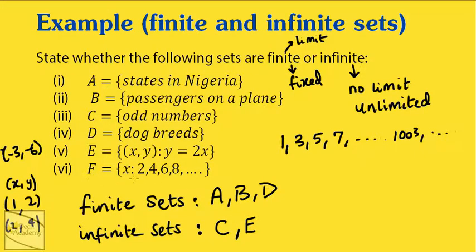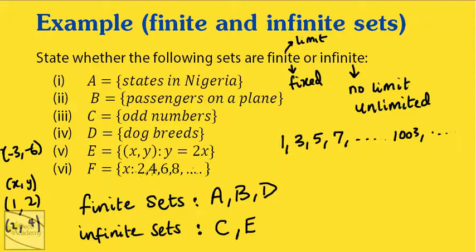Finally, set F. What we're given here is a sequence, because you can see 2, 4, 6, 8, and so on, meaning we have a sequence. As you can see, the elements of set F are even numbers starting from 2 and going on. So 2, 4, 6, 8, 10, 12, and you can just continue adding 2 to get the next number.